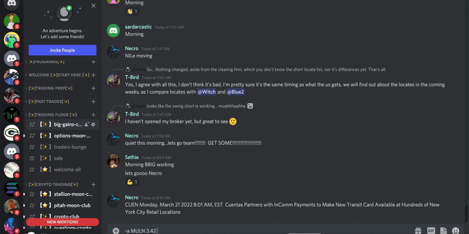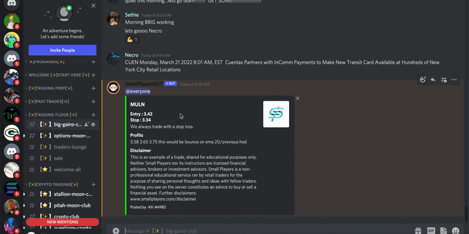MULN 3.42, where's VWAP? 3.34, 3.58. So this is the first trade plan. We have the entry on EMA 20, stop loss below VWAP, and profit targets. This would be the bounce on EMA 20 or previous high of day trade plan.